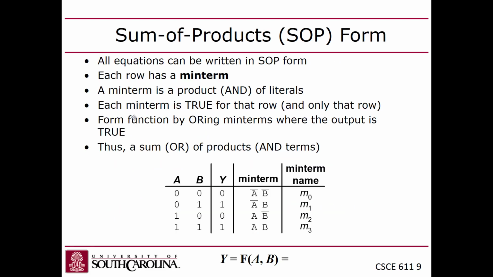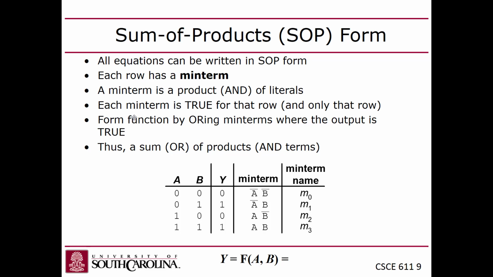So there's sum of products form, which is when you express a Boolean logic expression in terms of minterms. I almost said implicates. Minterms. Meaning that it is in a canonical form, a sum of products. What do you mean sum? Sum meaning ORs, and products meaning ANDs, right?